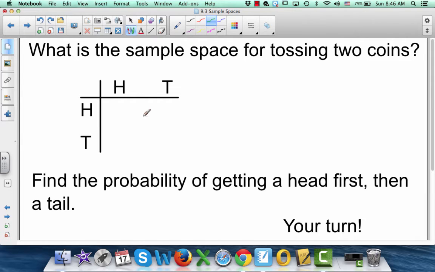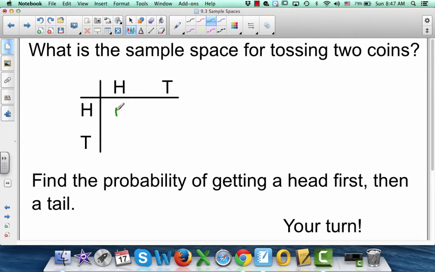All right, this is your turn. What is the sample space for tossing 2 coins? We just did this. See if you can remember how to do it. And then find the probability of getting a head first and then a tail. Your turn. Pause the video.